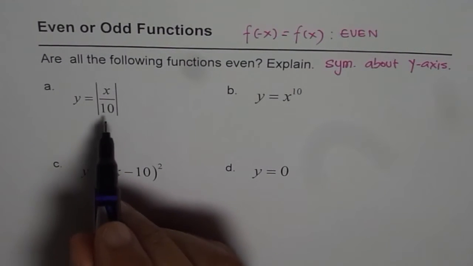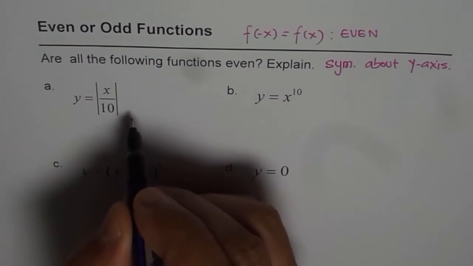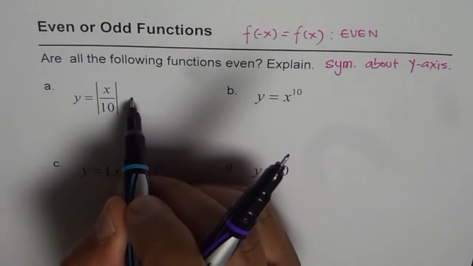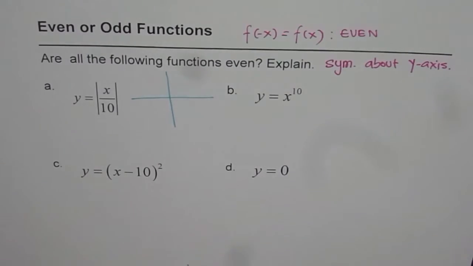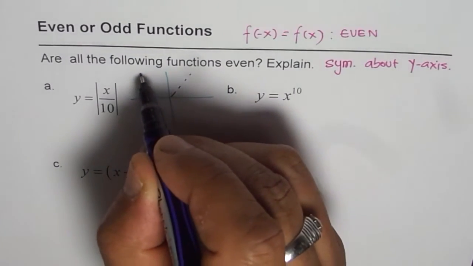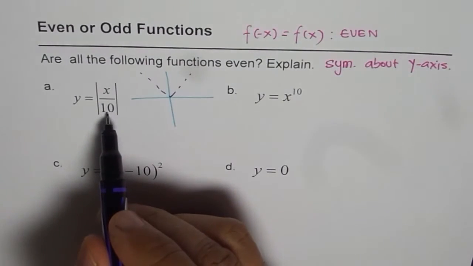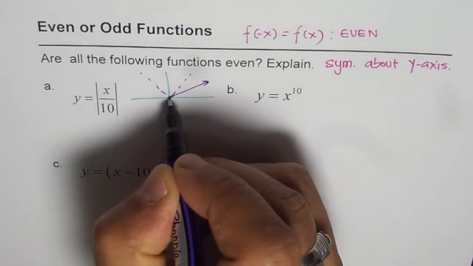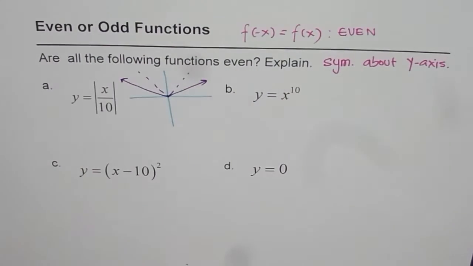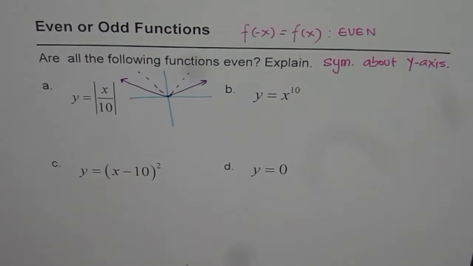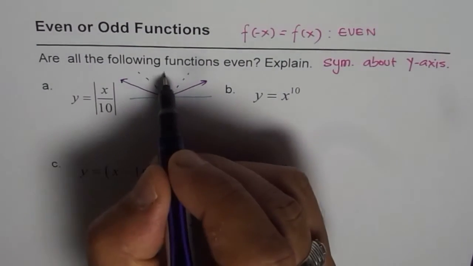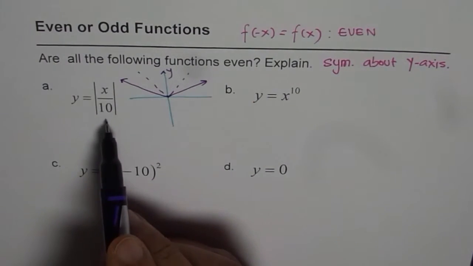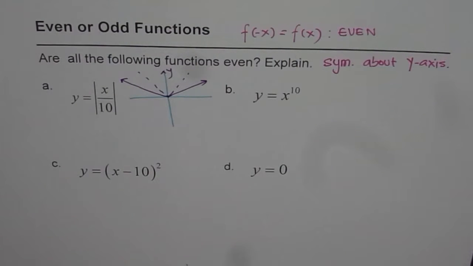The first one is the absolute function of x divided by 10. If we sketch this function, what do we get? Let's try to sketch it. On a coordinate plane, y equals x will be like this. When it is divided by 10, then it becomes kind of like this, horizontally stretched by a factor of 10. But you can see it is symmetric about the y-axis. Since it is symmetric about the y-axis, this is an even function. So the first one is even.